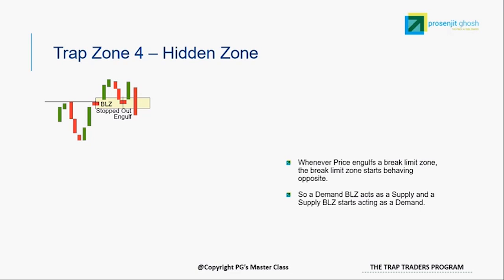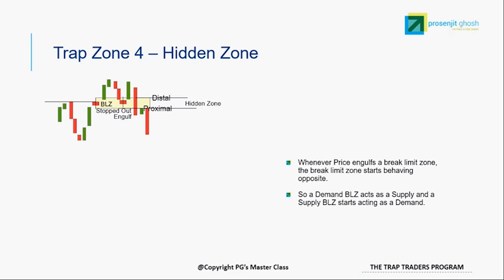So a demand break limit zone now will act as a supply break limit zone. I mean, supply hidden zone. So what will we do now? We will plot our proximal line at the distal line of the break limit zone, and I will plot my distal line of the hidden zone at the proximal line of the break limit zone. And when price comes back to it, I am going to short. So this is a phenomenon which you will see 100 times in the chart.